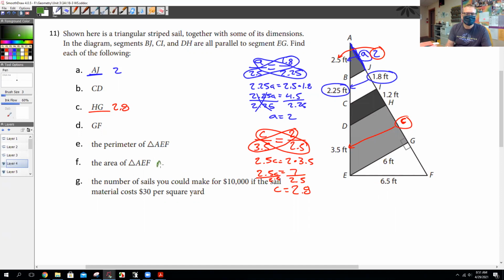So area equals 1/2 base times height, right? So the base of this triangle, because this is going to be a right angle over here, this is our base number, 6.5. And then our height is going to be all of these numbers here added up. So once you find what CD is, once you find this number here, you add those all up, and that's going to be your height, and then away we go. All right.